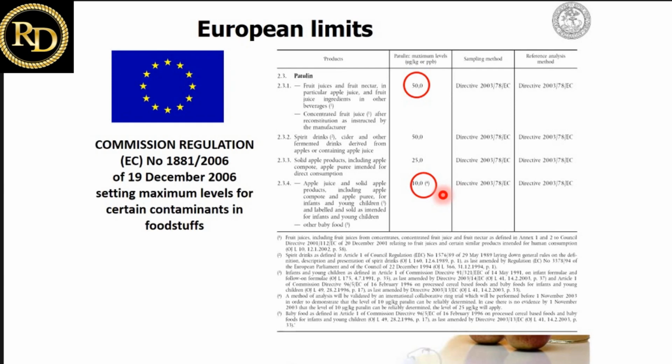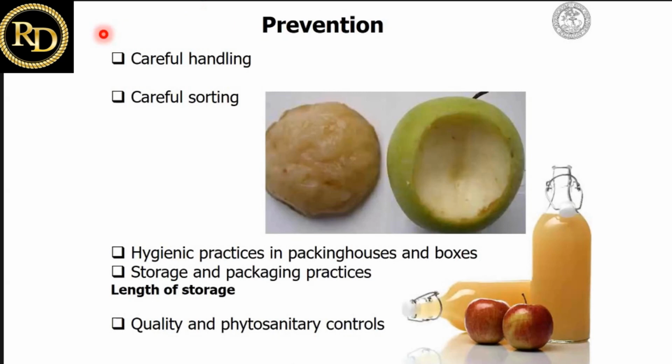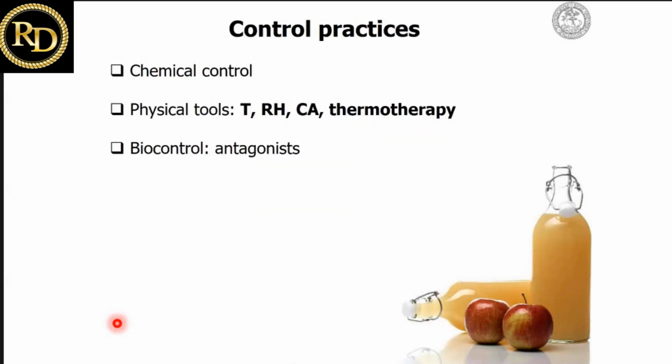So, to reduce patulin, we should avoid harvesting the fruit in a wet and rainy period. It is important to keep the cold chain for the fruit and to eliminate wounded or attacked fruits. So prevention is based on careful handling, careful sorting, hygienic practices, and then storage and packing house practices with low temperature and controlled atmosphere. It's also important to do some phytosanitary control throughout the season. And if necessary, it's possible to apply also some chemical control, some physical tools of storage, or also biocontrol agents.